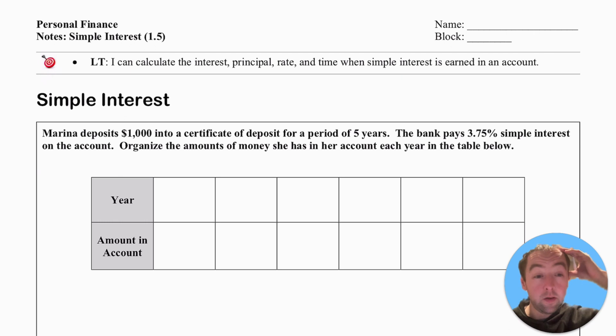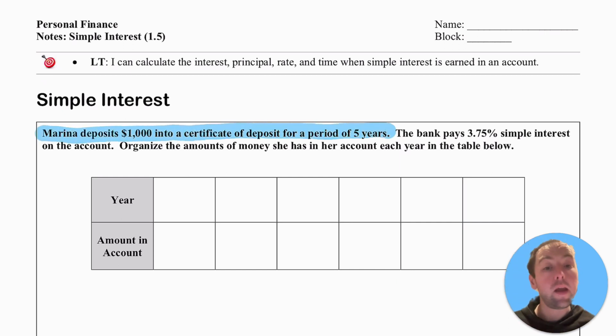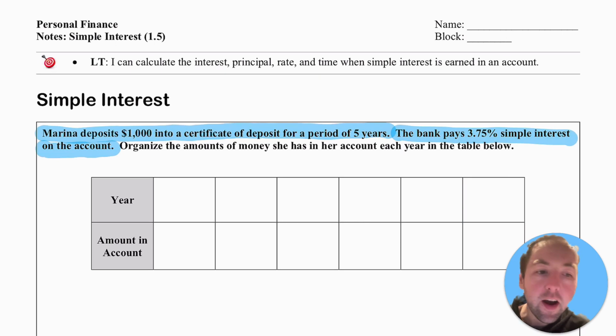But first, we want to build up the concept of what simple interest is and how it works in terms of affecting the growth of money in an account. So we're just going to look at this sample situation right here where Marina is depositing $1,000 into a CD for a period or a term of 5 years' time. The bank will pay 3.75% simple interest on the account. So it's a very high interest rate. It's not realistic, but it's just kind of a nice number that we'll use for this.